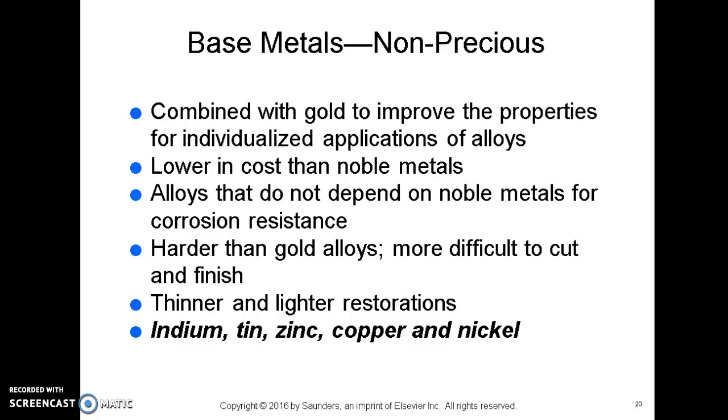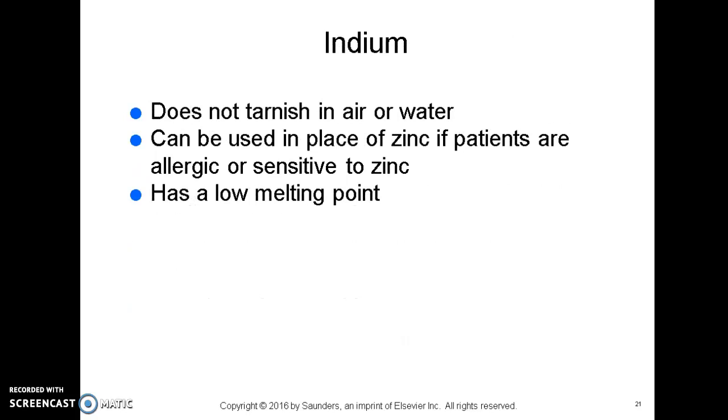These base metals, since they're hard and strong, can be thinner and lighter in their finished restorations. And the examples of base metals that we have are indium, tin, zinc, copper, and nickel. Indium does not tarnish in air or in water. Indium can be used in place of zinc if patients are allergic or sensitive to zinc, and it has a lower melting point.